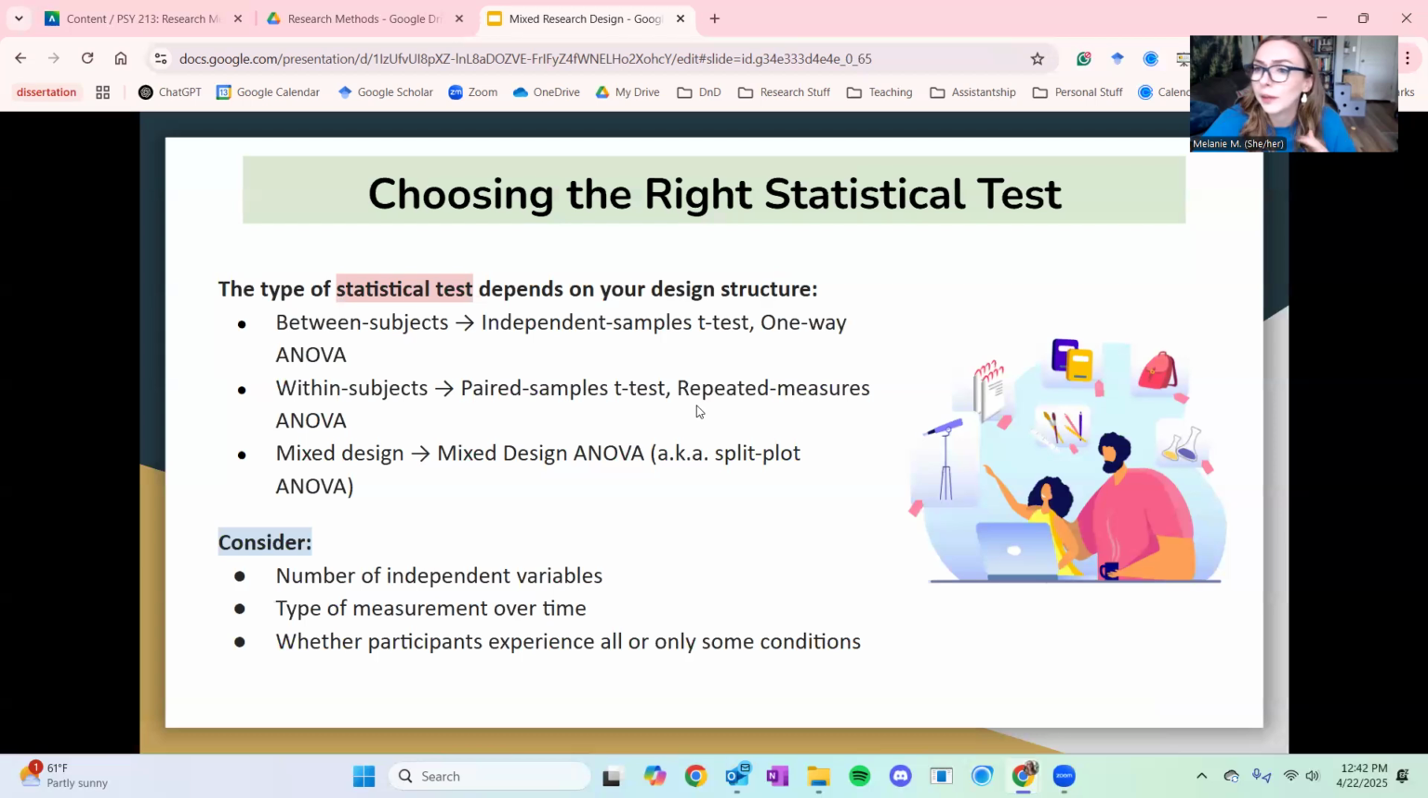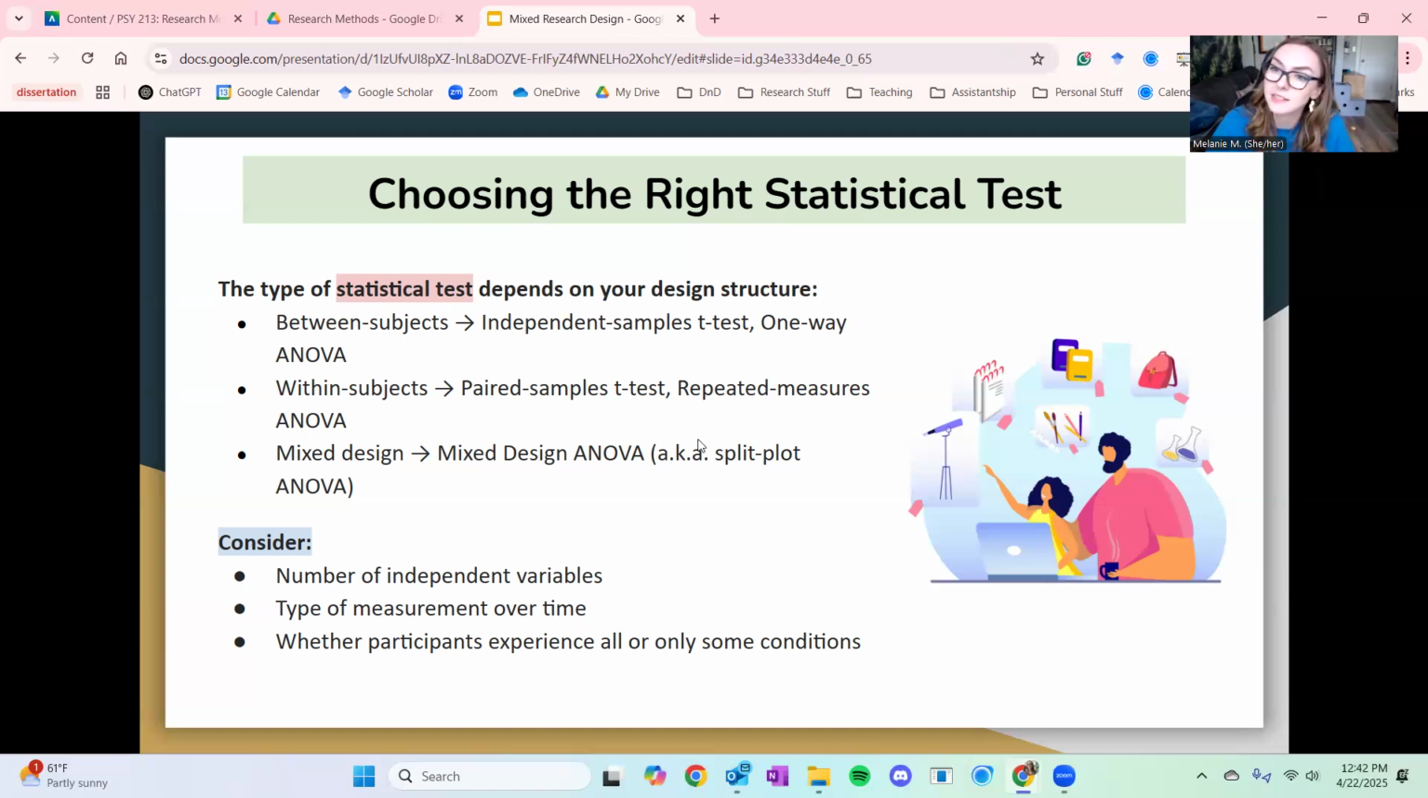So, okay, we're using a factorial mixed methods design. What does that mean in terms of statistics? And per usual, the type of statistics you're going to use is really dependent on your design structure. So again, some of this is a recap, putting it all together. When we're using just between subjects, you're probably going to use something like an independent samples t-test, where we are comparing the means between two groups, or a one-way ANOVA. Within subjects, we are probably going to use a paired sample t-test, which means we're looking for differences within the same group of people over time, or repeated measures ANOVA.